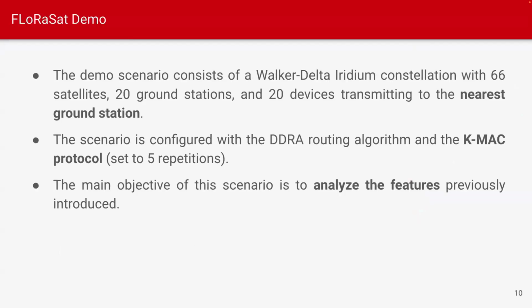Now I will show some videos of each step of how FloRaSat is working. We are using an Iridium constellation with 66 satellites, 20 ground stations, and 20 devices. So it's nothing of Kineis. It's 20 ground stations around the world and 20 devices that we put randomly. We use the DDRA routing. What is good with this new version of FloRaSat is that we can use ISL links, routings, and also MAC layers, so we can test everything end to end, from the device to the ground.